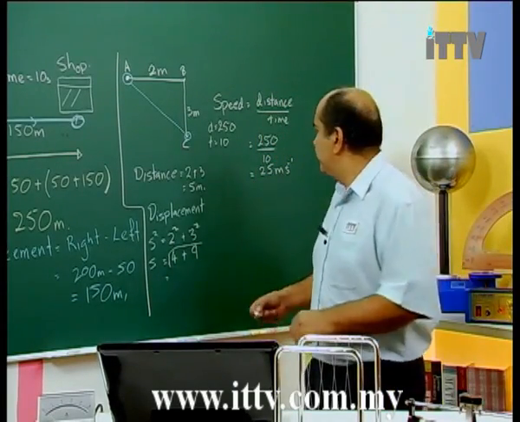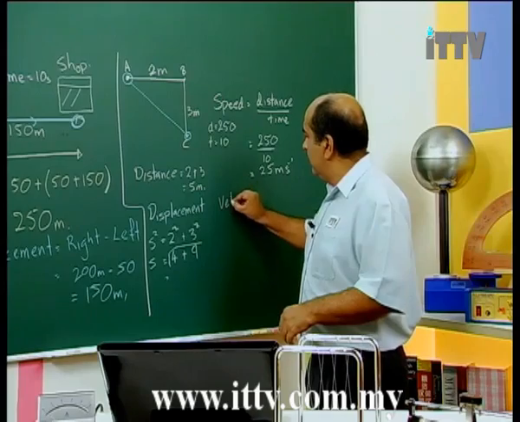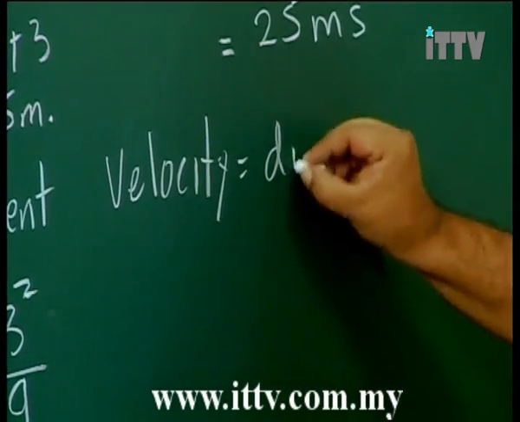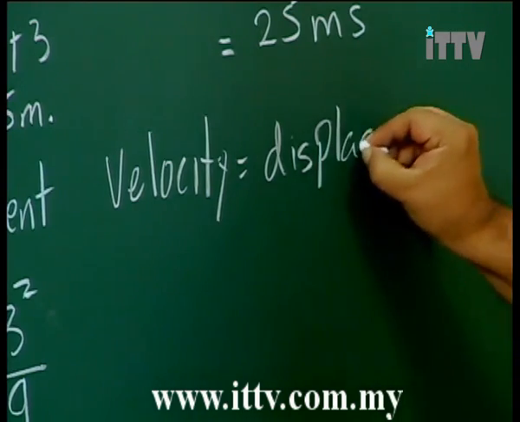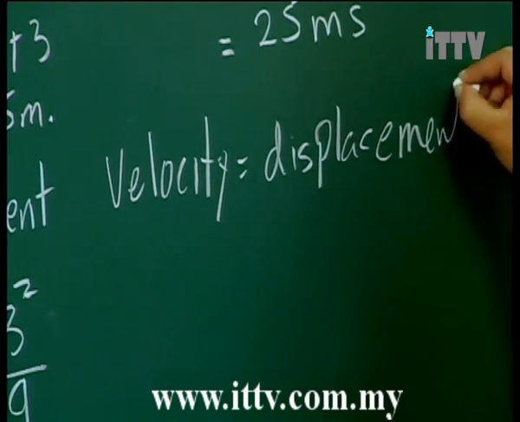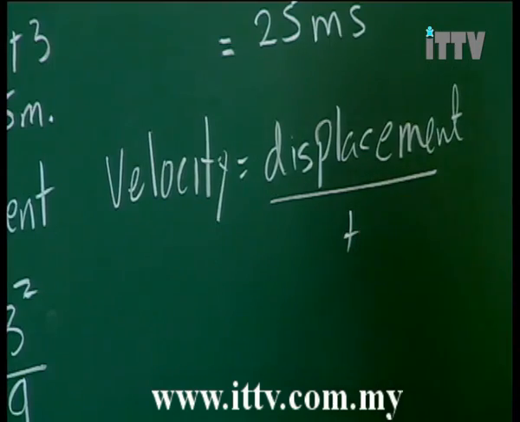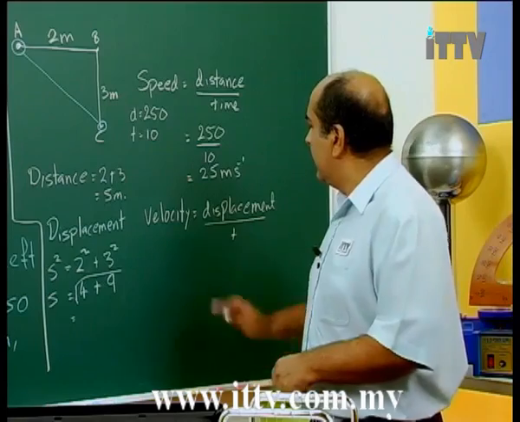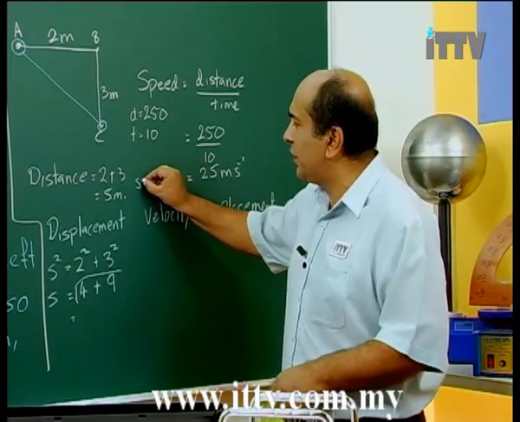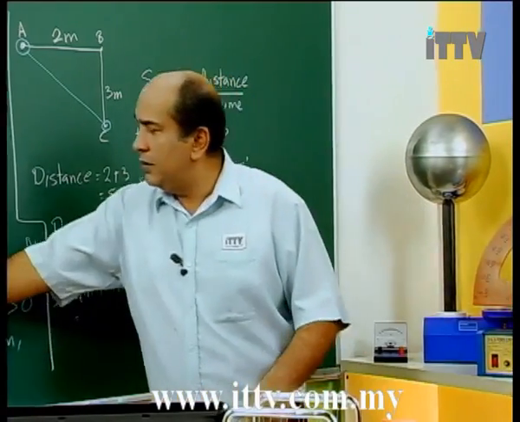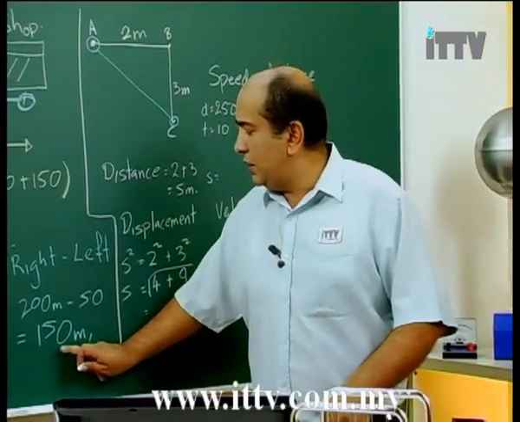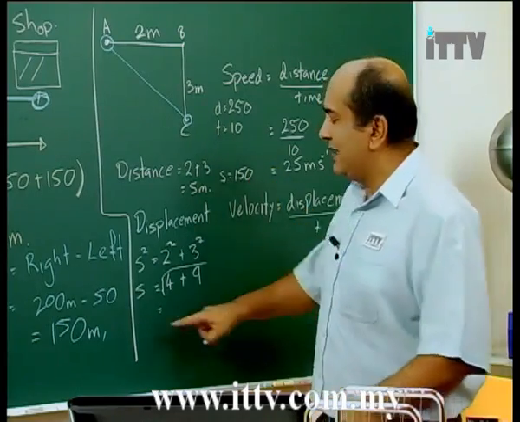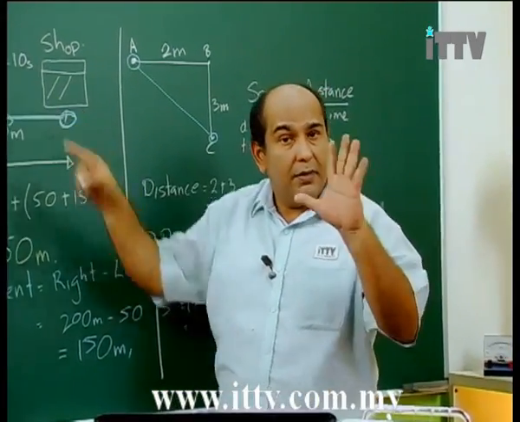What about velocity? Velocity equals displacement over time. Once again, let's pull our information out to the side. Displacement, we use the symbol S for this. The displacement we calculated earlier was 150. The time, still the same, 10 seconds.